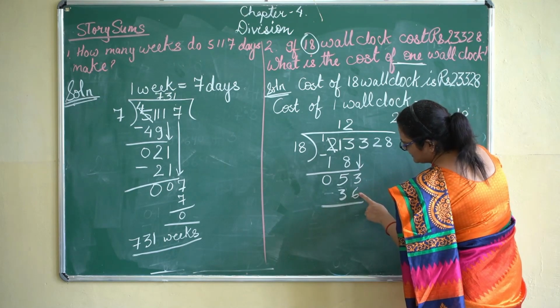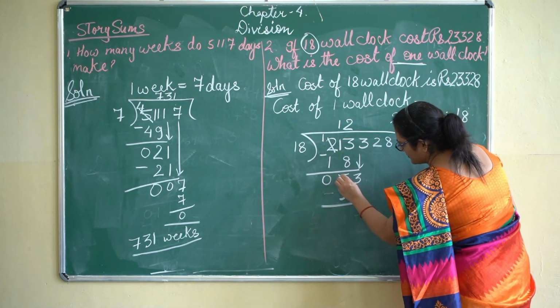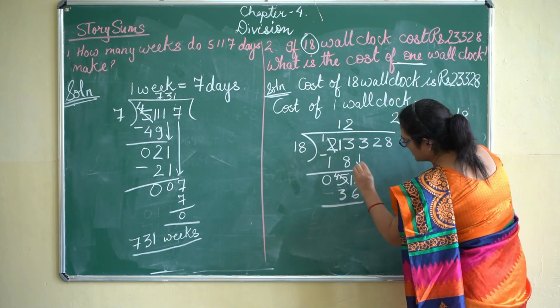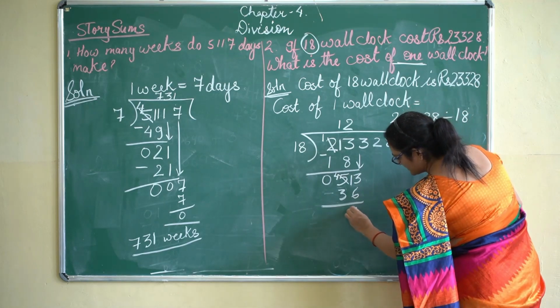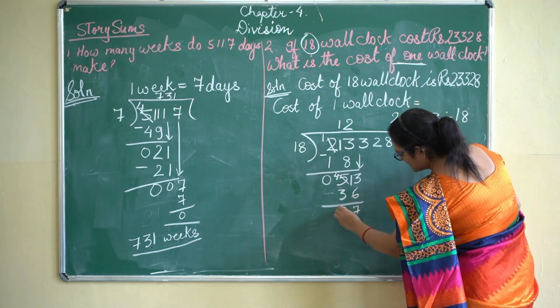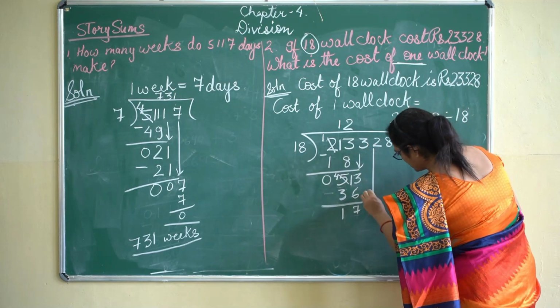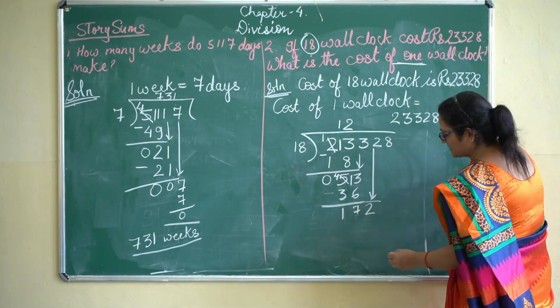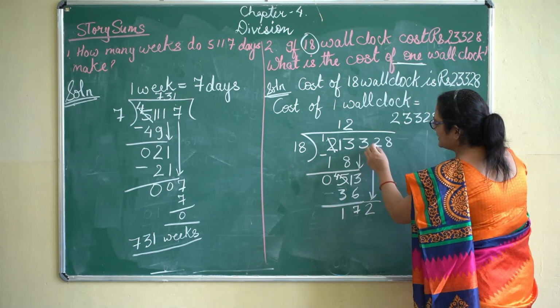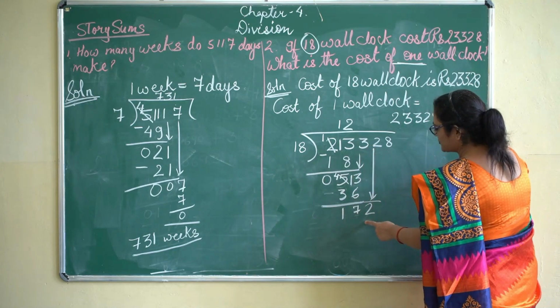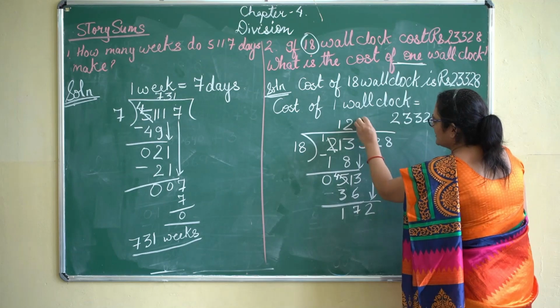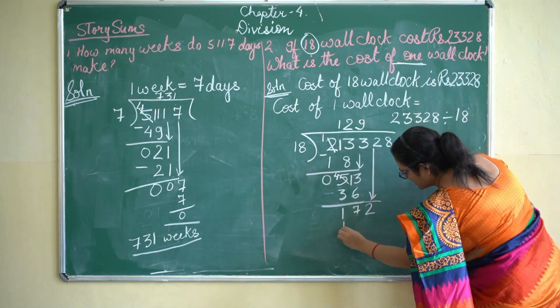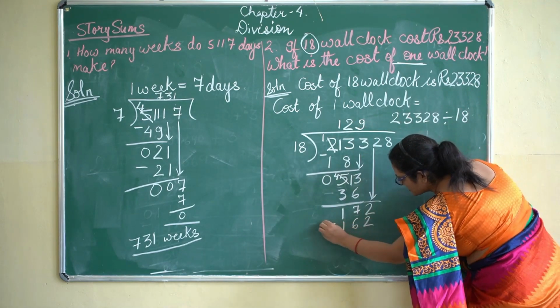3 minus 6 is, we can't subtract, we will take the borrow. 5 will become 4, 3 will become 13, 13 minus 6 is 7, 4 minus 3 is 1. We will bring the next number down, that is 2. In the table of 18, does 172 come? No, smaller than 172 is what? 162. 18 nines are 162.